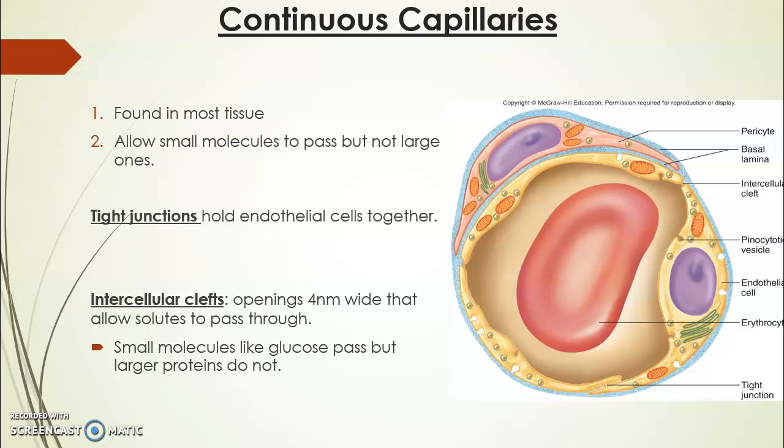Continuous capillaries are found throughout most tissue, but we're going to see that only small molecules are going to be allowed to pass. So we're going to more or less see that there are more tight junctions that help hold these cells together, as well as something called intercellular clefts. These clefts are going to be very, very small pores that allow small solutes to pass through, small molecules much like glucose. However, these large proteins that we talked about before, these blood proteins, are not going to be able to pass.